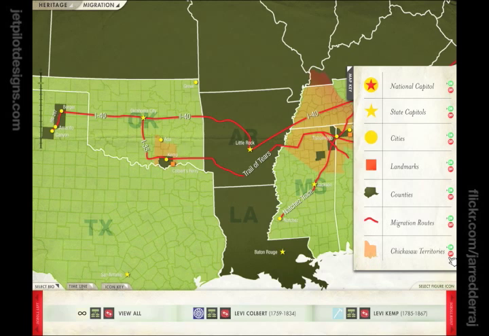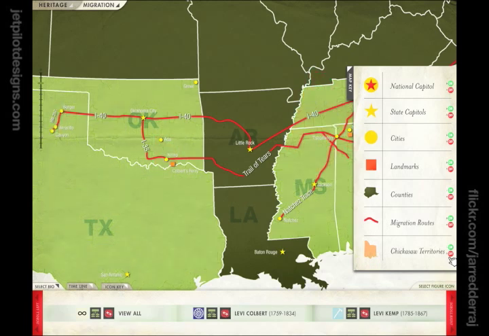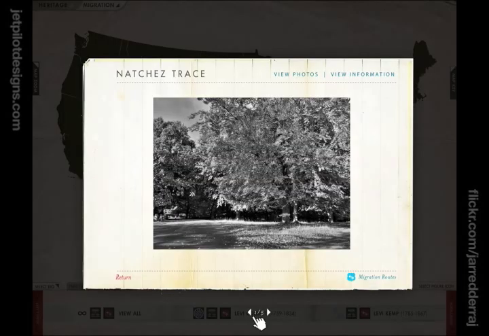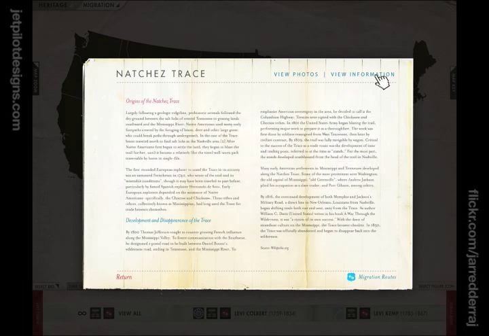So if you really wanted to just look at migration routes, you could turn everything off but migration routes. We'll turn that back on. But if you wanted to look at specific things on the map, like the Natchez Trace, you could hover over the Natchez Trace, get an action, and click on it, and you would be taken to a secondary information screen that will let you view photos of the actual thing and information about it. Let's go back to the map.